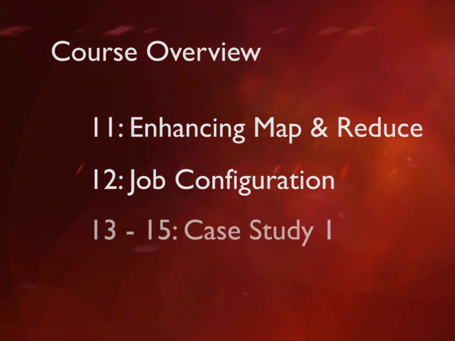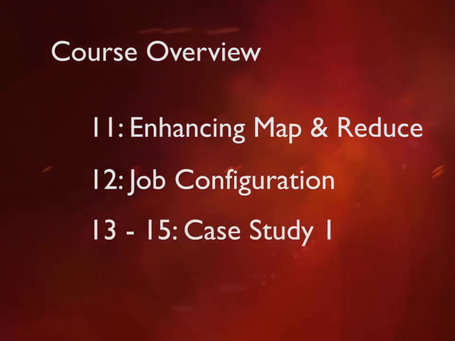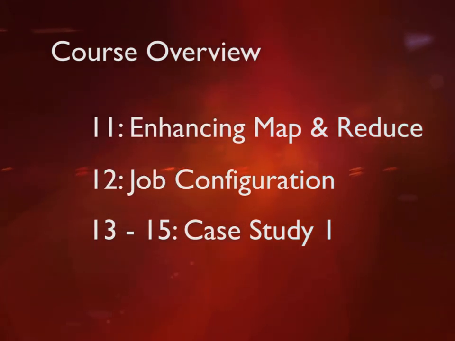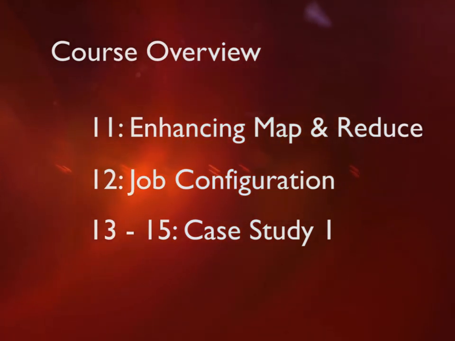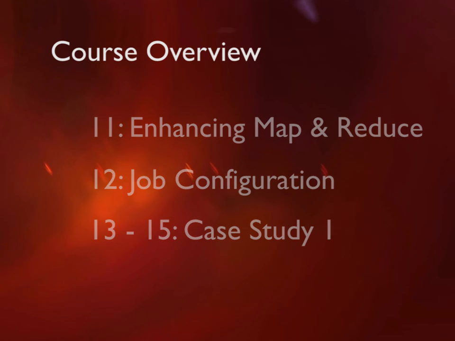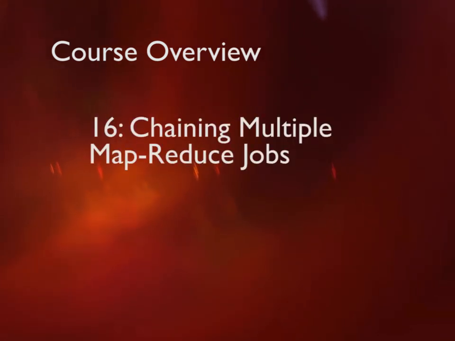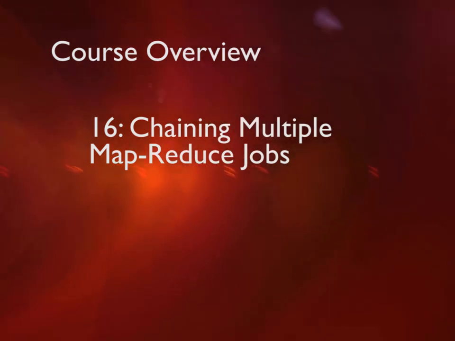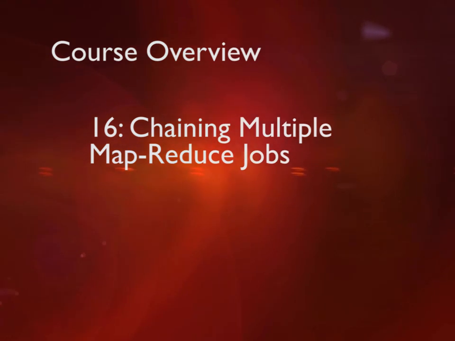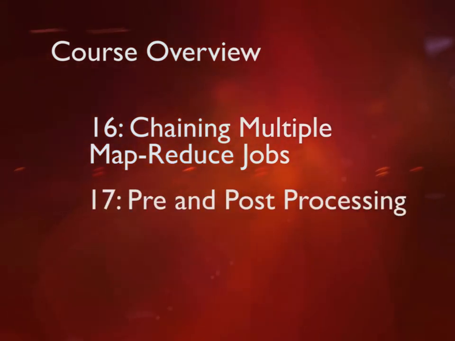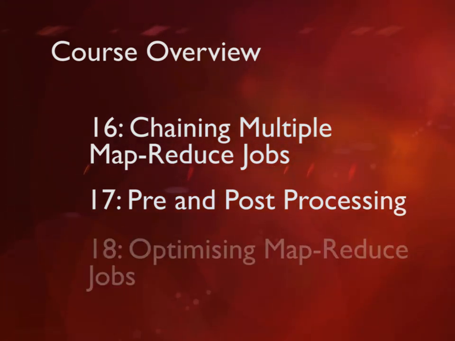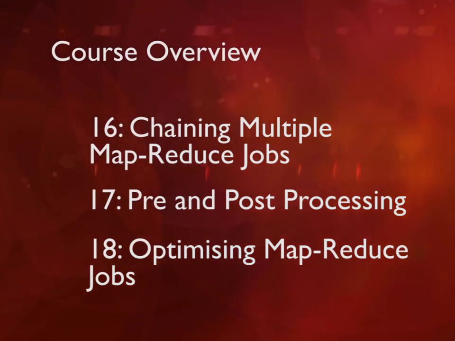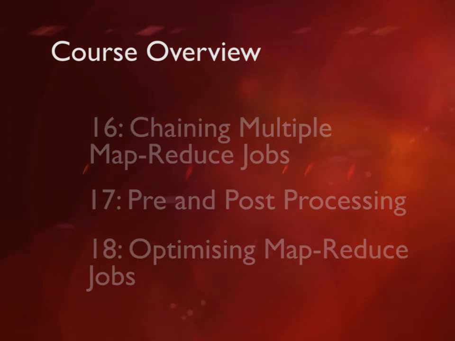Chapters 13 to 15 cover our first main case study. I'll be setting you a challenge to build a number of Hadoop jobs using some data that I provide, and this will give you a chance to practice what we've learned so far. We'll be working further on the case study throughout the rest of the course. In Chapter 16, we'll learn how to run multiple jobs one after the other, and set up a code structure that automatically runs the jobs in the right order. Chapter 17 covers inserting any pre-processing or post-processing activities into our jobs, and in Chapter 18 we look at how to optimize our jobs to ensure they run in the quickest time possible.